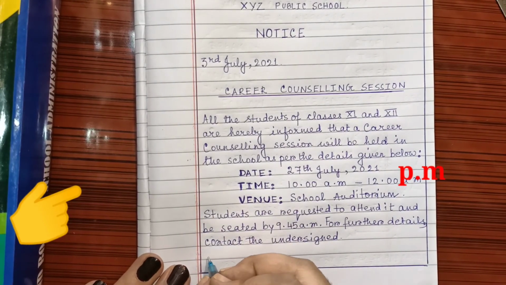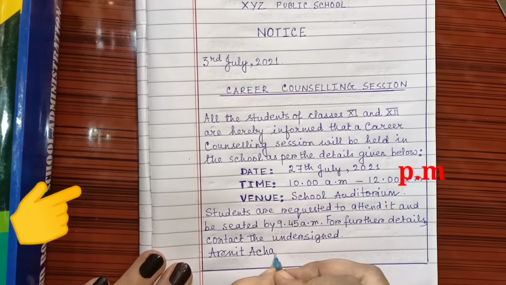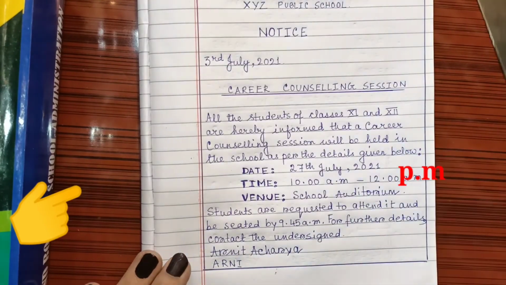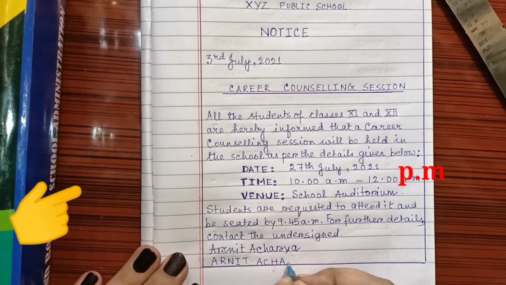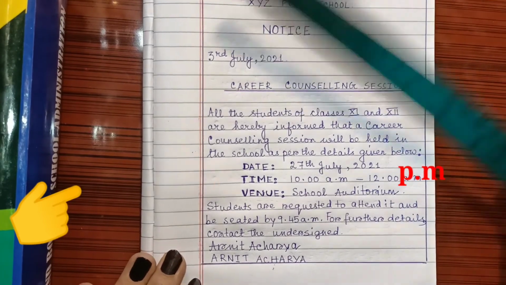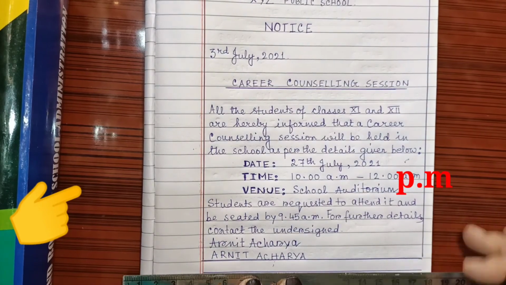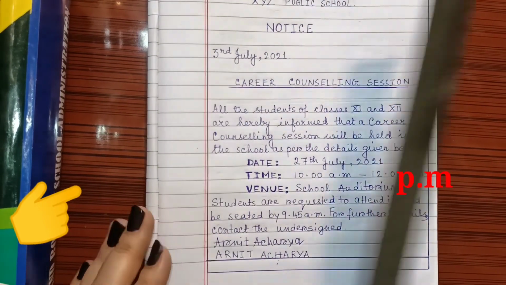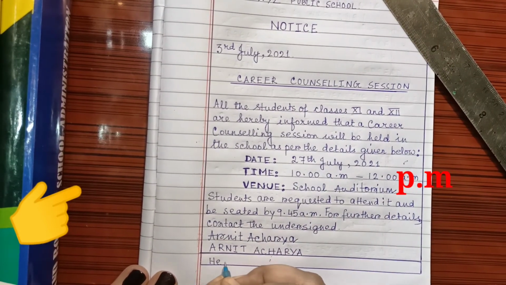In this case, I will sign as Anit Acharya. After signing, in the next line, I will write down the name Anit Acharya in block letters. And after writing the name in block letters, I will move on to the next line where I will have to write down Anit Acharya's designation. What is his designation? He is a head boy. So, this is our event notice.